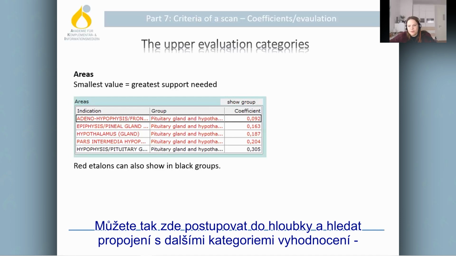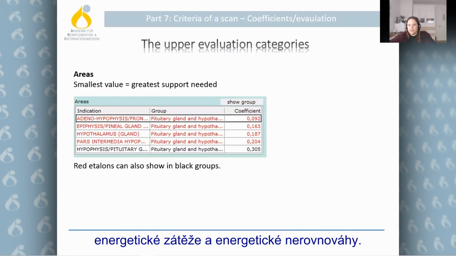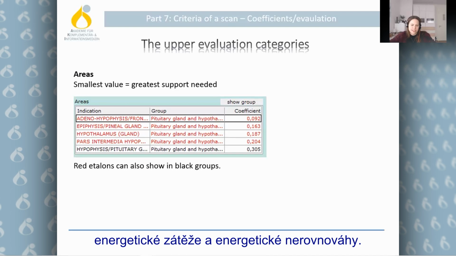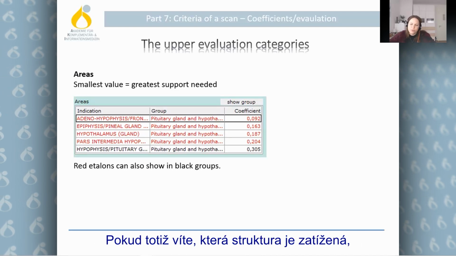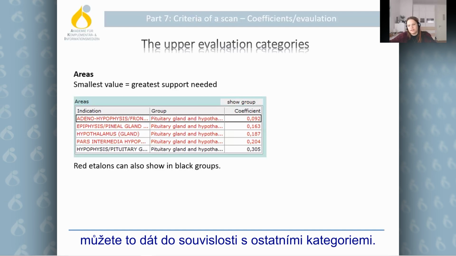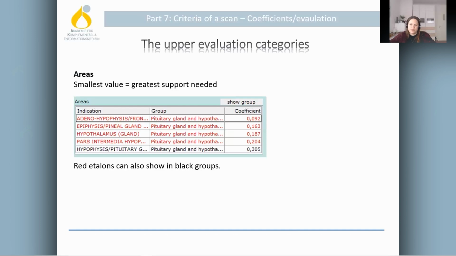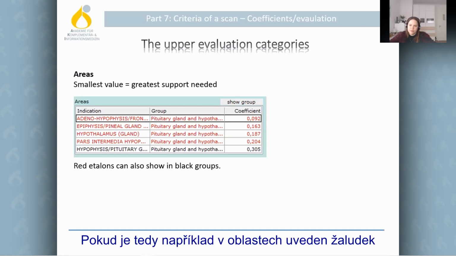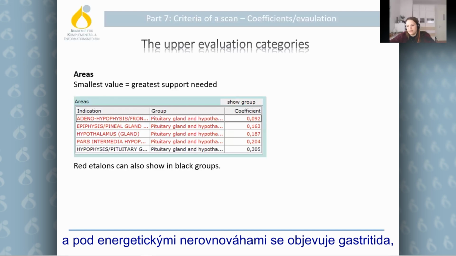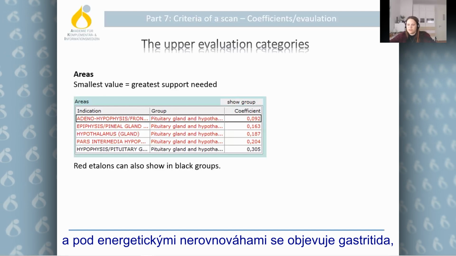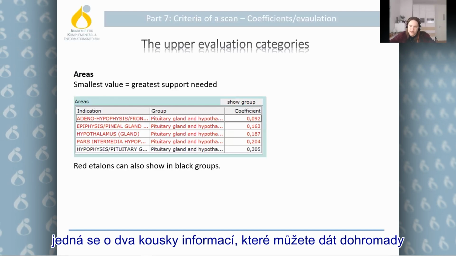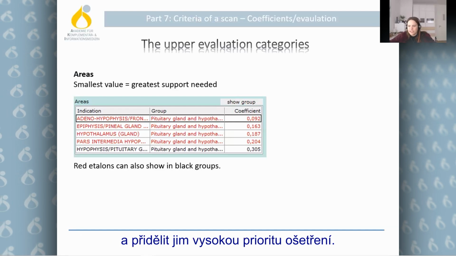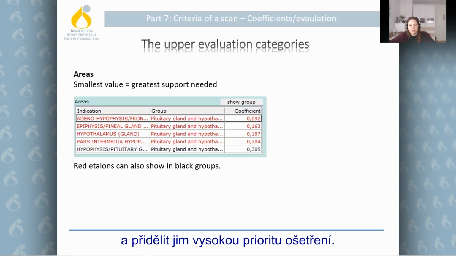So here you can go deeper into the interpretation, or also establish connections to the other two evaluation categories, energetic imbalances and energetic stresses. Because when you know which special structure is stressed, you can bring it in connection to the other categories. So if, for example, the stomach is listed under areas and under energetic imbalances there's the gastritis, these are two pieces of information that you can take together and set as a high priority for the treatment.